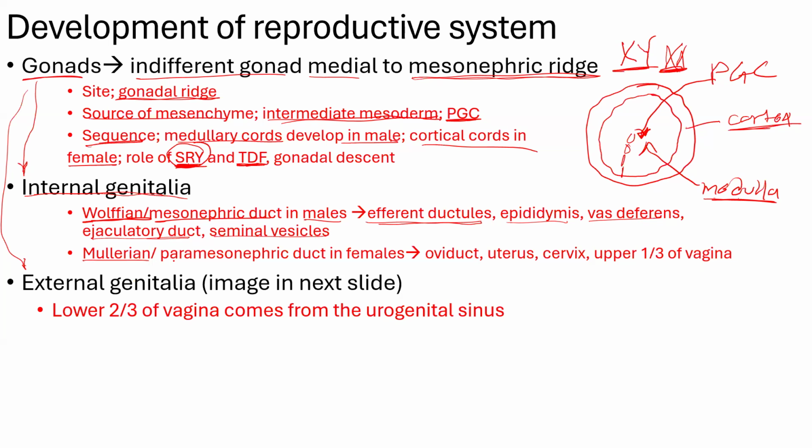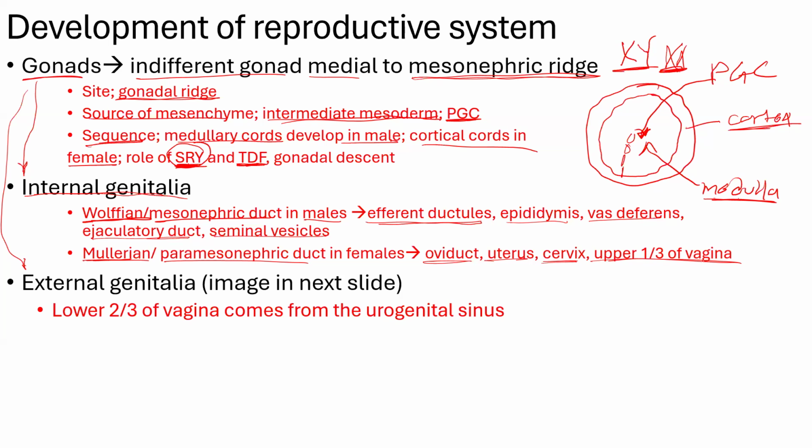What about the Mullerian or the paramesonephric duct in females? Now, here, estrogen, maternal estrogen, okay? It is the maternal estrogen which will now control the development of the Mullerian duct to form now the female internal genitalia. That is the oviduct or the fallopian tubes, the uterus, the cervix, and the upper 1/3 of the vagina.